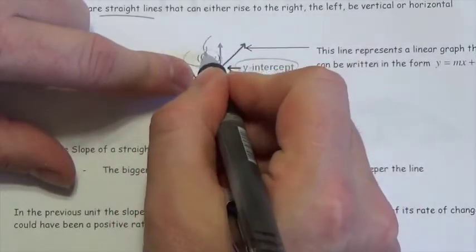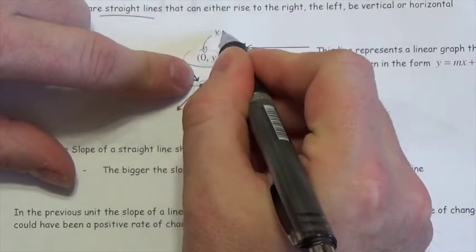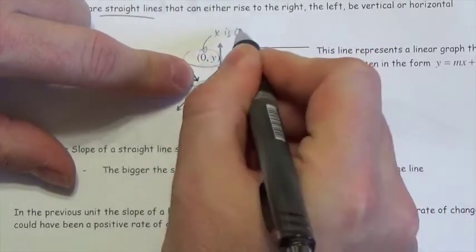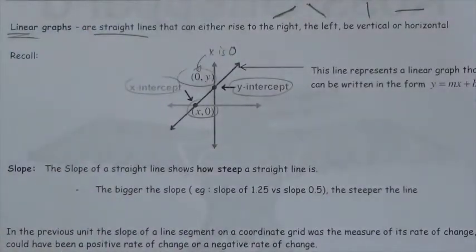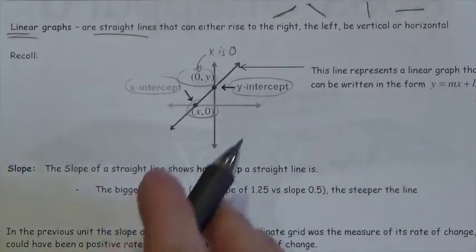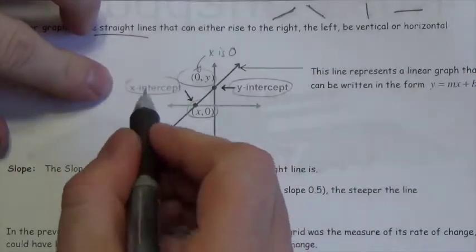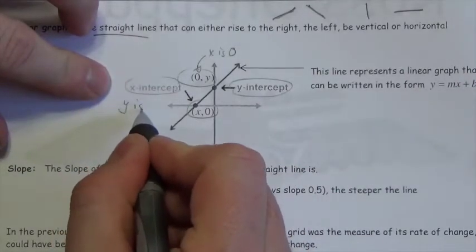Notice in this point right here that at the y-intercept, x is 0. Now, you have to know that. That has to be just something that you are aware of. That's something you have to memorize here. Same thing with the x-intercept here. This is where y is 0.